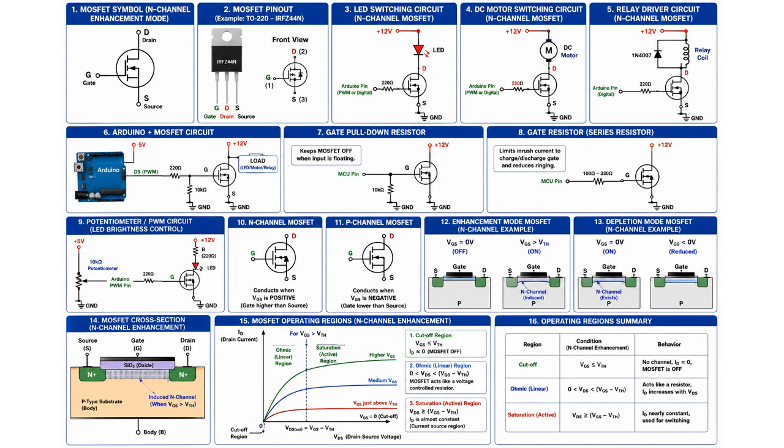The second resistor is the pull-down already mentioned. The complete connection is microcontroller pin to series resistor to gate, and from gate a pull-down resistor to source. Together they give reliable, safe switching.